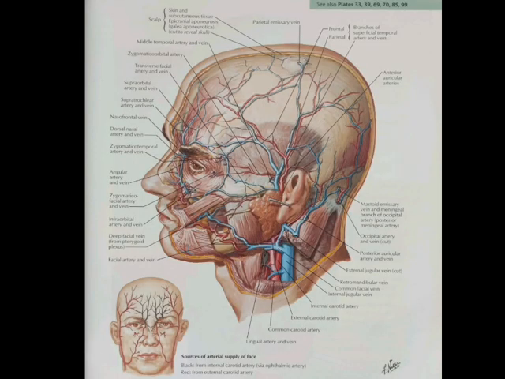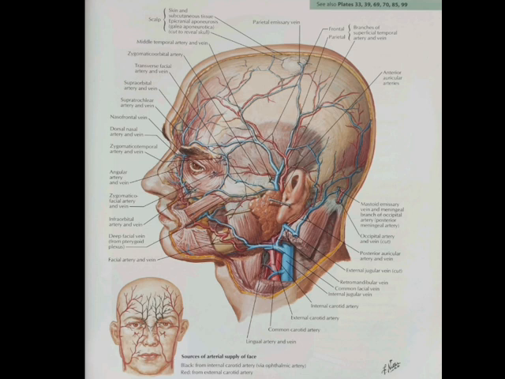Facial artery. Facial artery is an anterior branch of external carotid artery. It arises in the neck at the level of greater cornu of the hyoid bone. It loops around the submandibular gland and enters the face at the lower border of the mandible at the anterior inferior angle of the masseter. The pulsations can be felt at the anterior inferior angle of the masseter muscle.